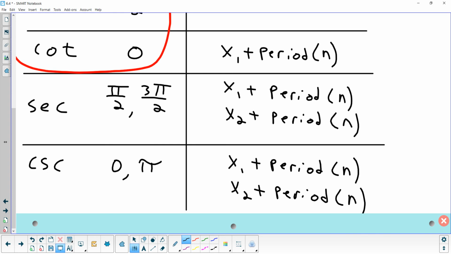First 2 asymptotes you come across for secant, pi over 2 and 3 pi over 2. That's where your cosine is 0. And the first 2 asymptotes for cosecant are 0 and pi. That's where the sine is 0.